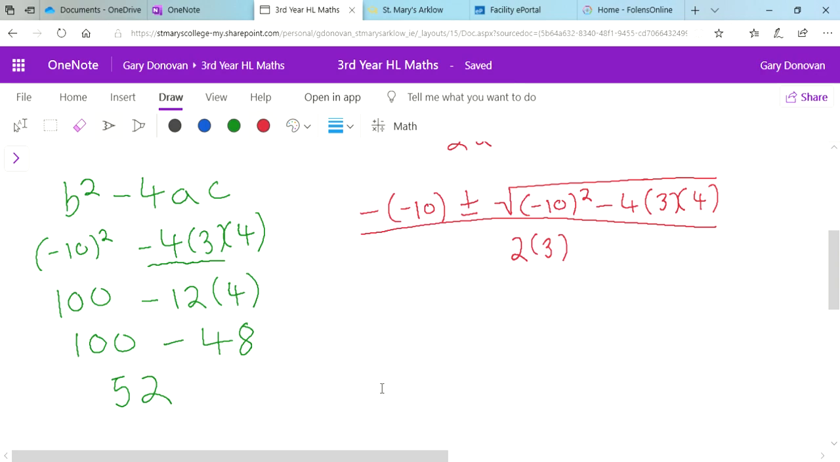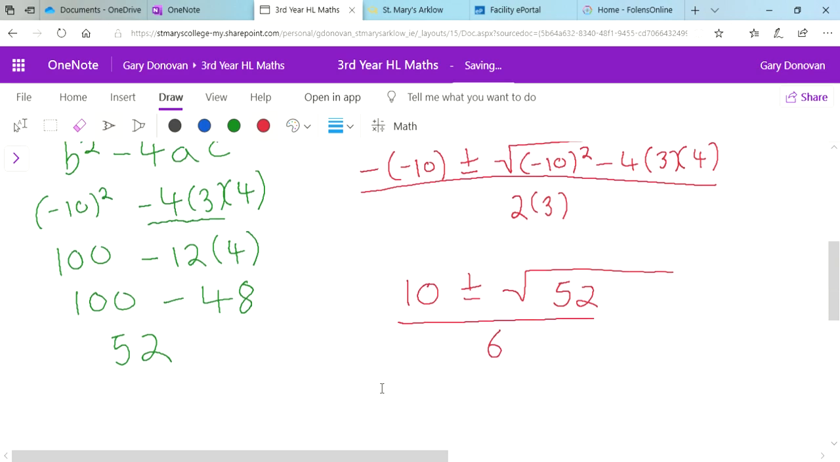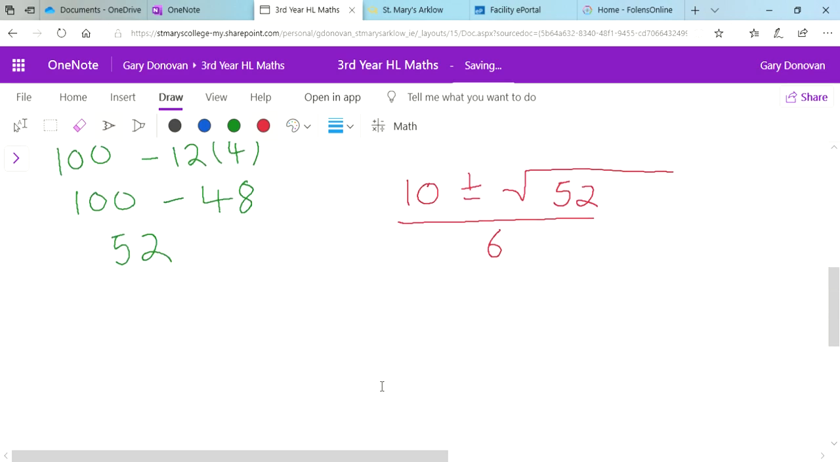So going back to our question then, we have minus 10 is plus 10, plus or minus square root of 52 all over 6. Now technically you've done what they wanted. They said to give your answer as a surd, and you've given your answer as a surd. If you type this into your calculator, it will probably simplify it down for you a little bit further as well, but you should really be comfortable with simplifying this down yourself. So how could we simplify this down?